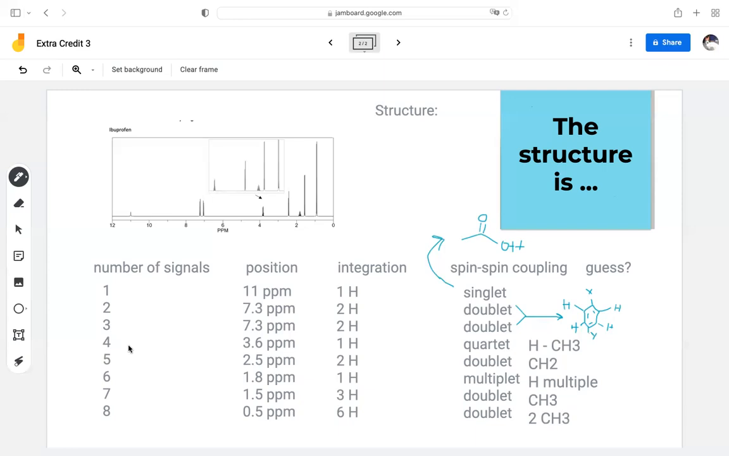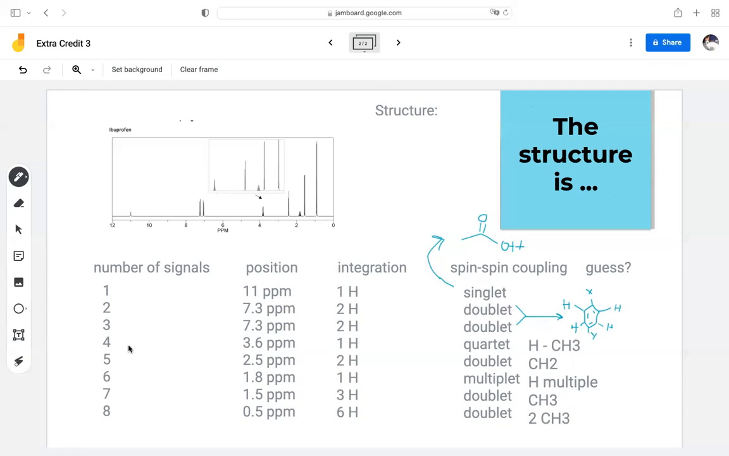Signal 7 is around 1.5 ppm. The integration is 3H and it's a doublet. So we know that it must be a CH3 and it is going to be next to an H. It's also going to be further upfield, so it's going to again be pretty much away from the benzene ring.